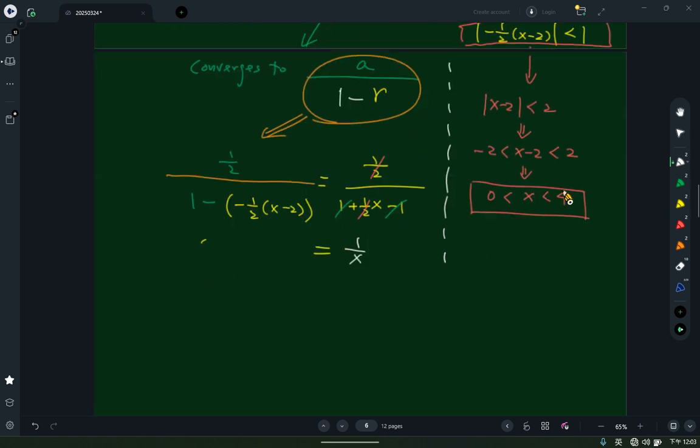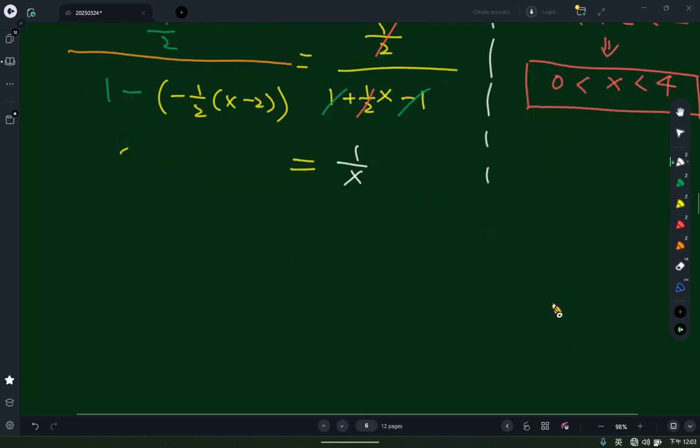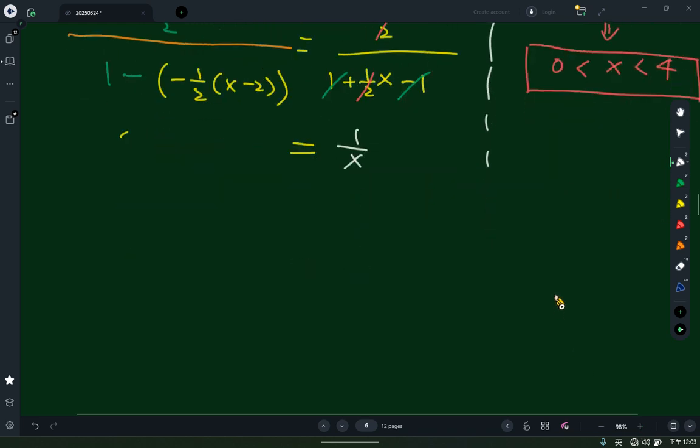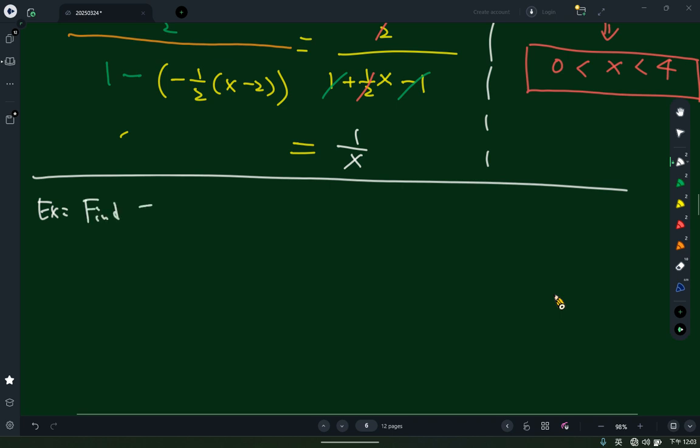Okay, and then I will show you the second example. This is the first example. Then the second example is: find the Taylor polynomial for cosine x at x equal to 0.